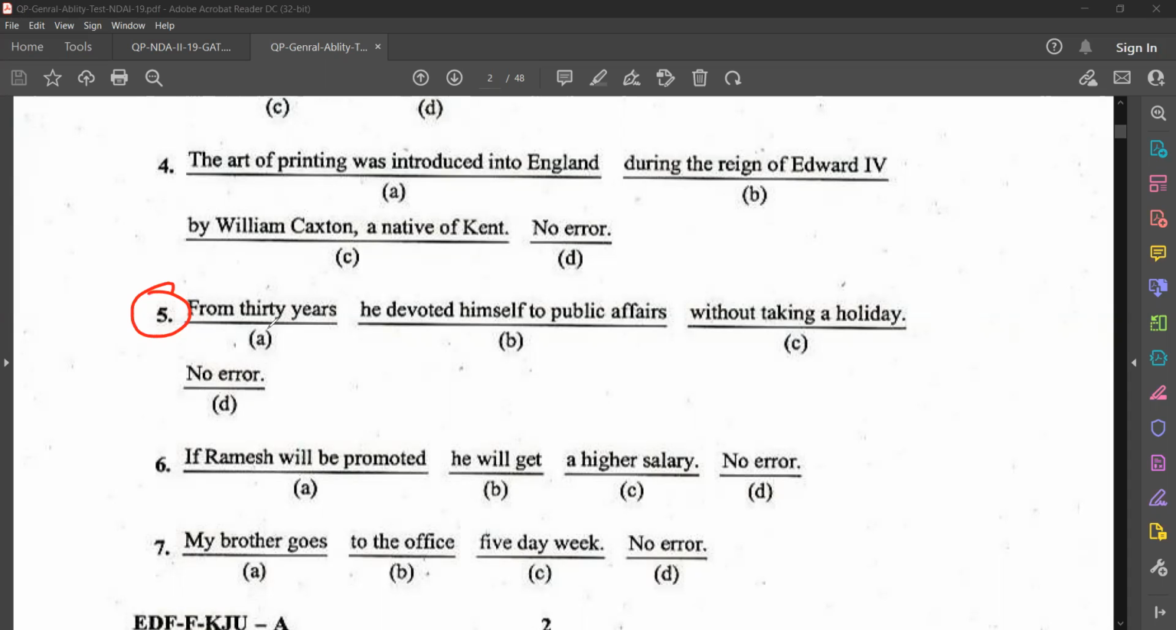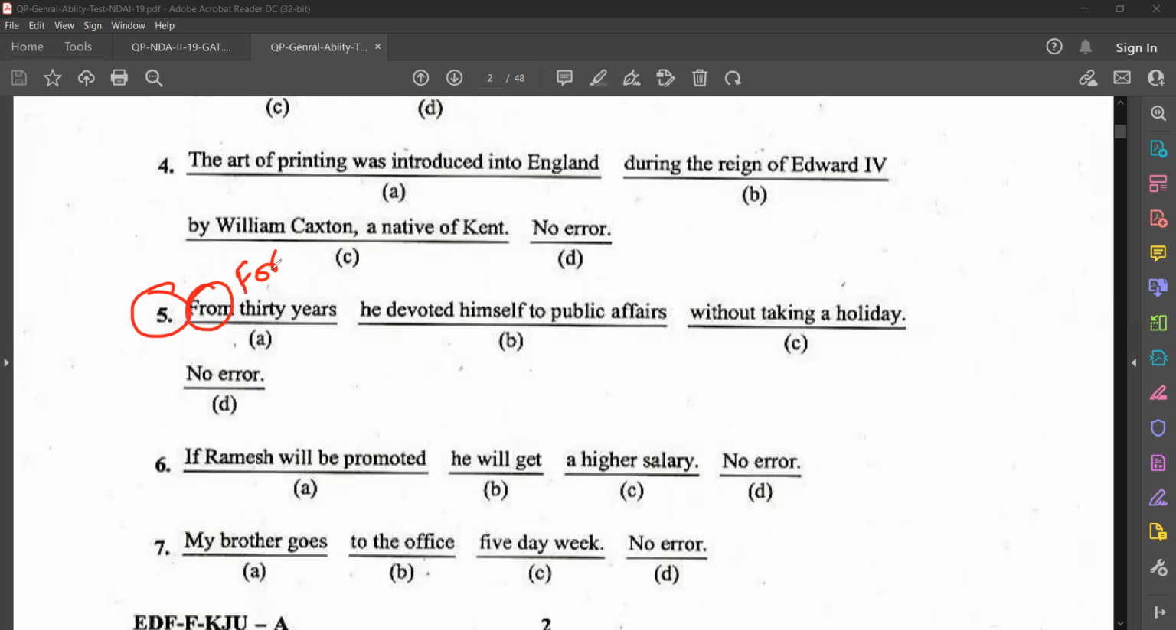From 30 years, he devoted himself to public affairs without taking a holiday. So it is given "from 30 years", isn't it? So what is the correct thing here? "For 30 years", that is correct, isn't it? It is not "from", it should be "for 30 years". "From 30 years", we cannot say like that. It should be like "for 30 years".